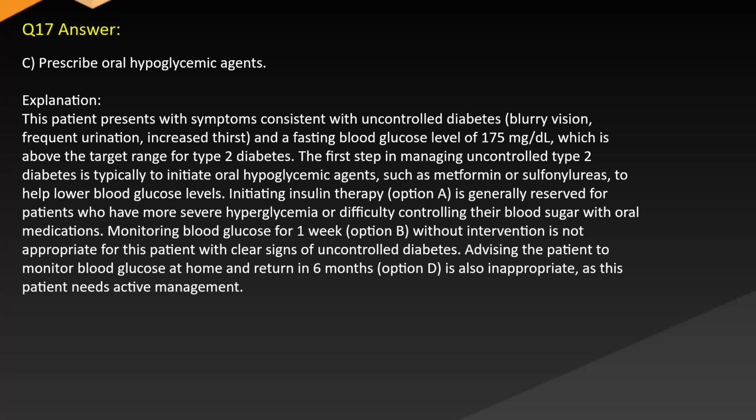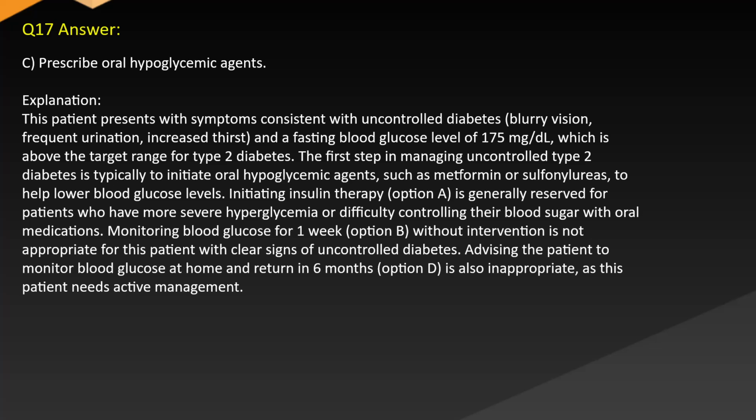Initiating insulin therapy, option A, is generally reserved for patients who have more severe hyperglycemia or difficulty controlling their blood sugar with oral medications. Monitoring blood glucose for 1 week, option B, without intervention, is not appropriate for this patient with clear signs of uncontrolled diabetes.